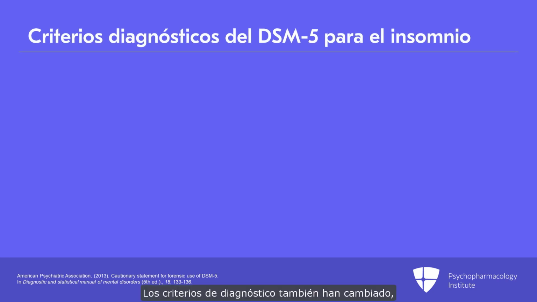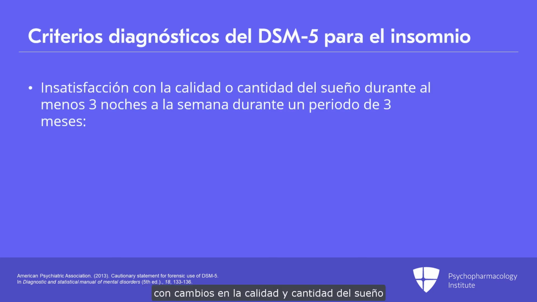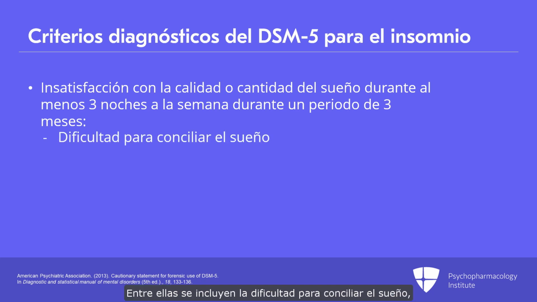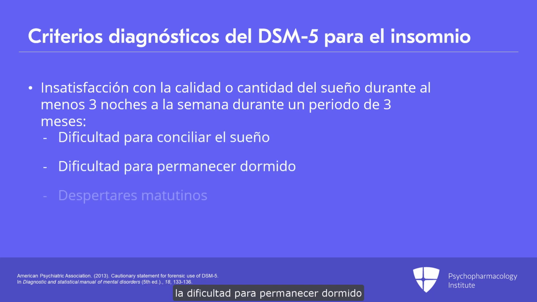The diagnostic criteria have changed as well, with changes in sleep quality and quantity that occur at least 3 nights per week for a duration of 3 months. The diagnostic criteria for insomnia disorder include dissatisfaction with the quality or quantity of sleep associated with one or more of the following. These include difficulty falling asleep, difficulty staying asleep, or early morning awakenings, even when there is enough time for sleep, and the sleep disturbance usually causes significant distress or impairment in social, occupational, or other important areas of functioning.